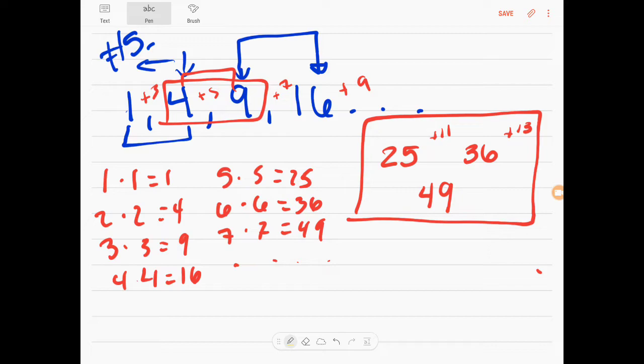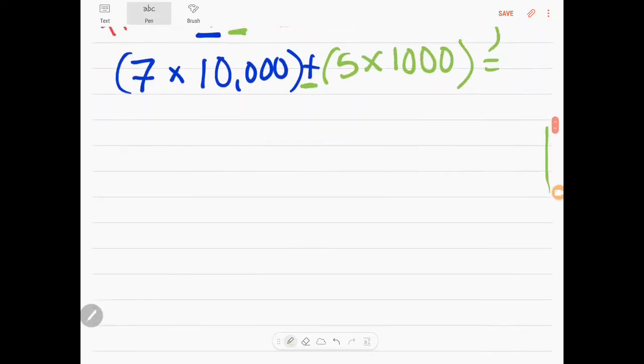Or I can see that it is perfect squares. 1 squared is 1. 2 squared is 4. 3 squared is 9. 4 squared is 16. 5 squared is 25. 6 squared is 36. And 7 squared is 49. All right, those are the next 3 numbers.